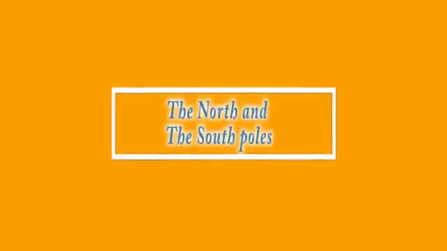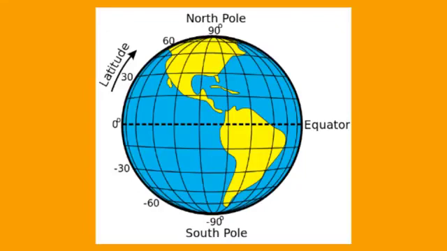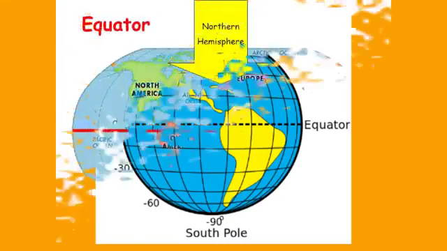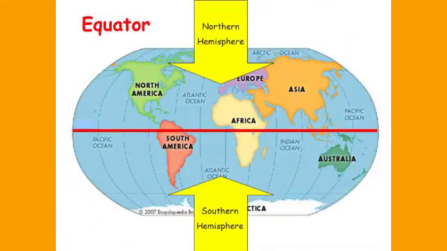The North and South Poles. The two end points of the axis of rotation are called the poles. To the north is the North Pole and to the south is the South Pole. The northern and southern hemispheres. Midway between the poles is an imaginary line circling the earth. It is called the equator. It divides the earth into two equal halves called the hemispheres. To the north of the equator is the northern hemisphere and to the south of the equator is the southern hemisphere.